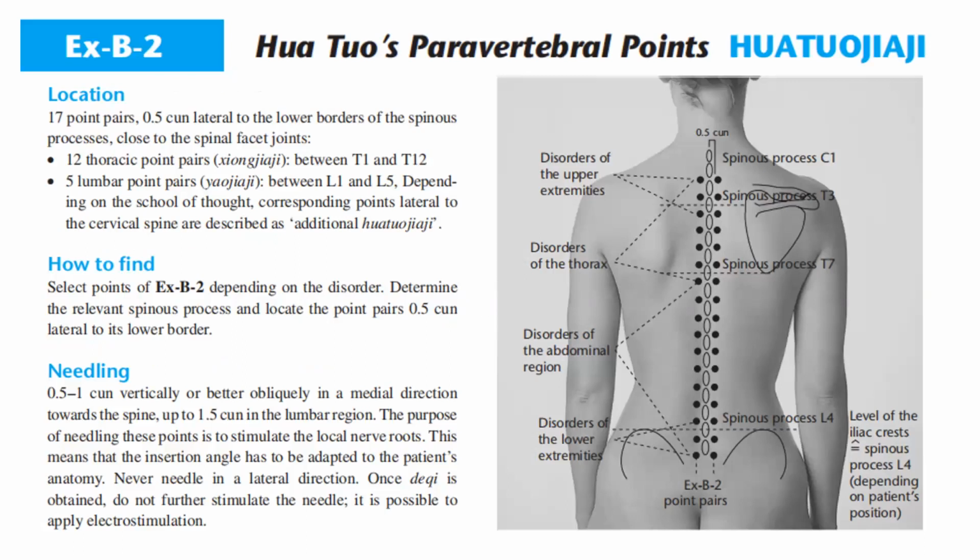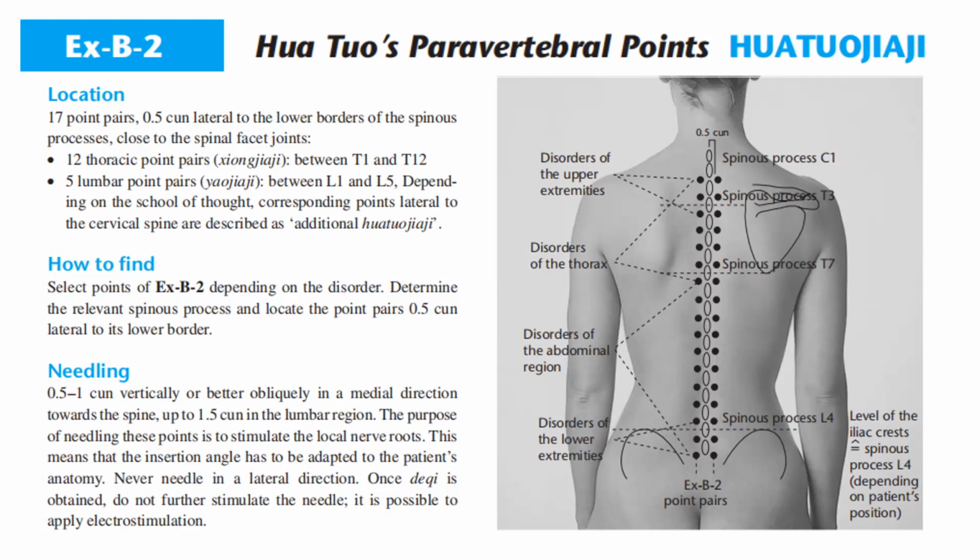Extra point B2, Huatuojiaji paravertebral point, location: 17 points paired, 0.5 cun lateral to the lower border of the spinous processes close to the spinal facet joints, 12 thoracic joint pairs between T1 and T12, 5 lumbar points paired between lumbar 1 and lumbar 5. Depending on the school of thought, corresponding points lateral to the cervical spine are described as additional Huatuojiaji. How to find: select points of EX-B2 depending on the disorder.